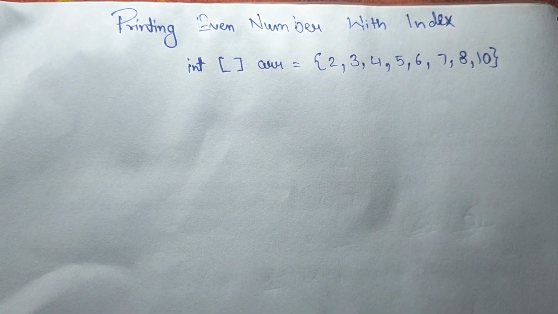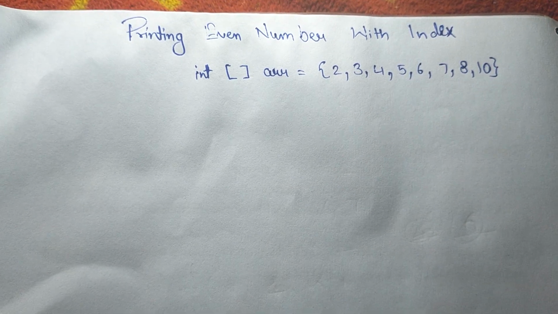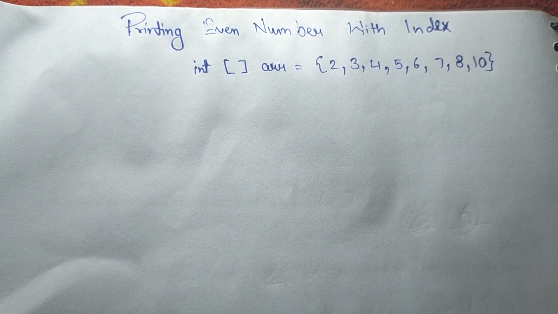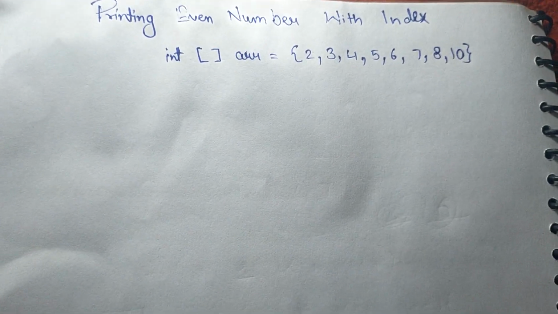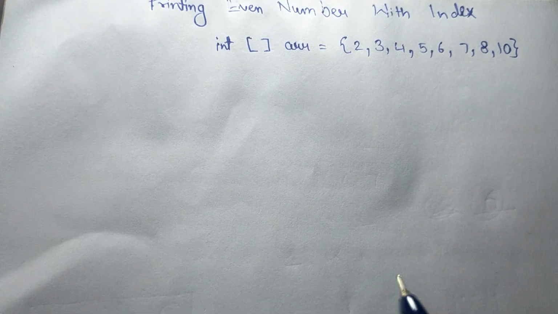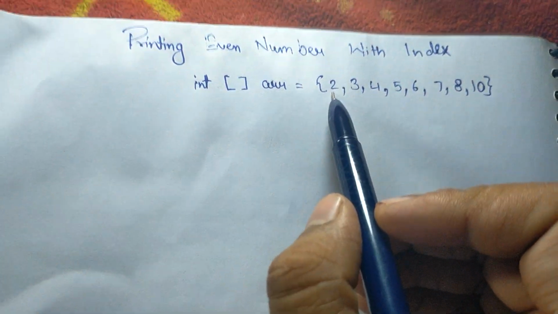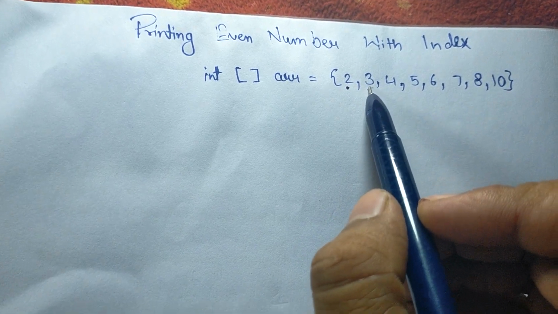So, hello everyone. Today I am coming with a new lecture, which is the problem of printing an even number with their index. So, how can we do this question? First of all, we know that at zero index there is 2. It is not an even number.